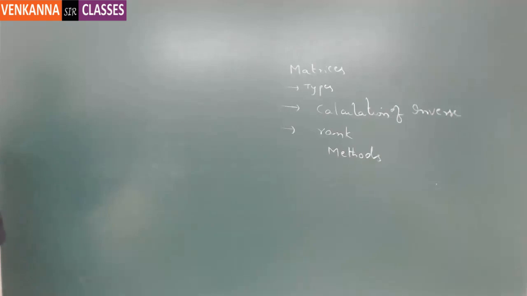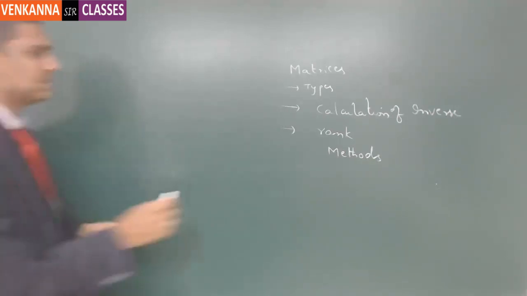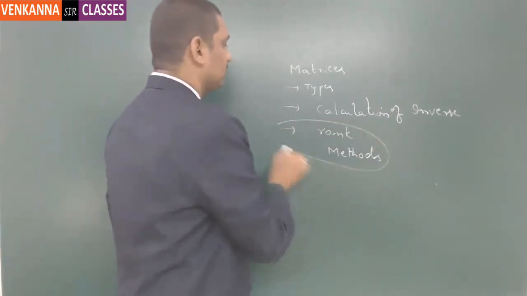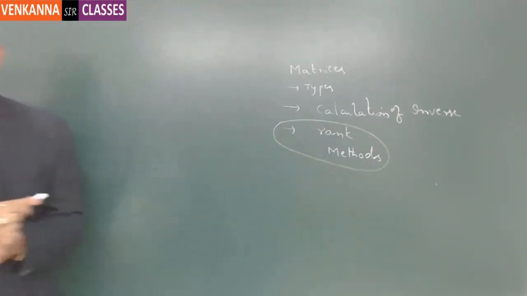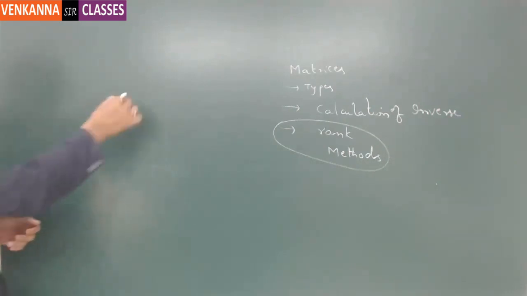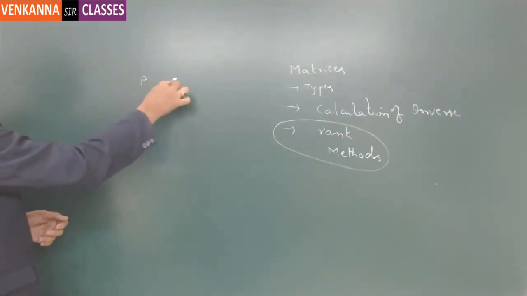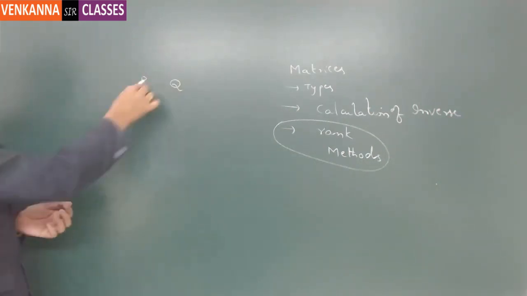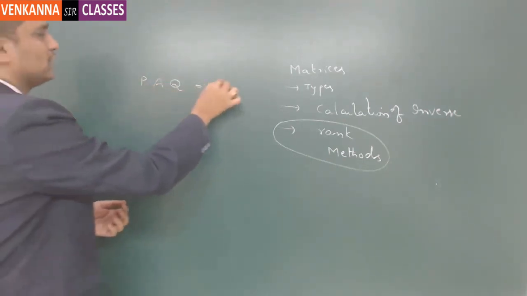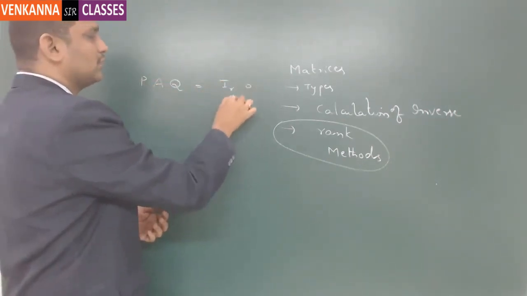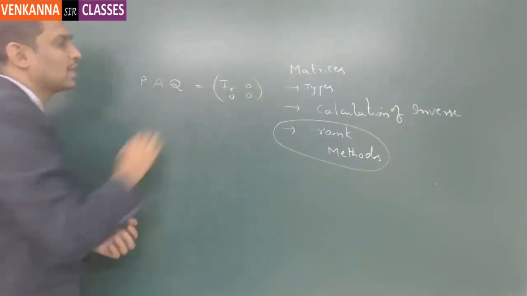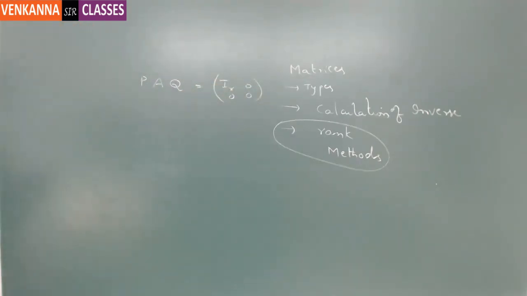Then the module of today's session will be, I want to take some problems based on this rank. As one of our friends asked, how to find the non-singular matrices P and Q such that PAQ is equal to the form IR00. I want to take the problems on it.